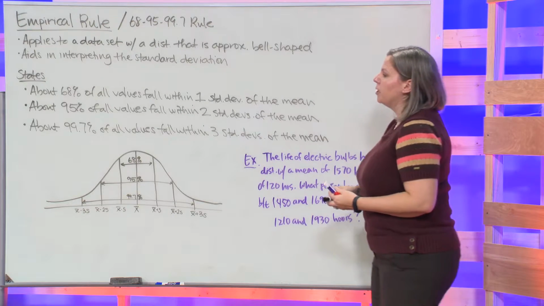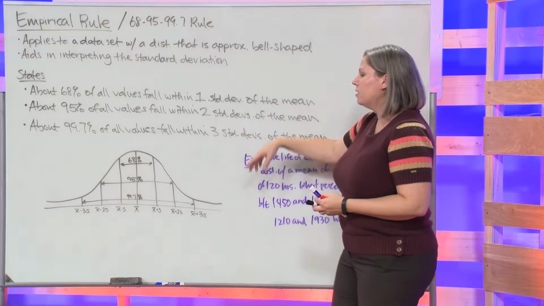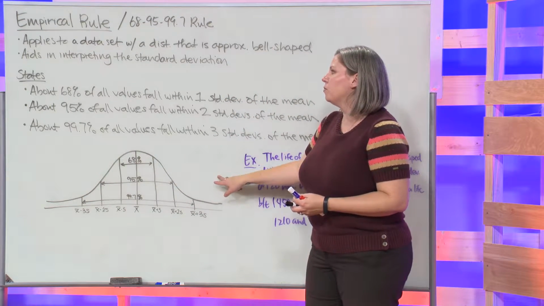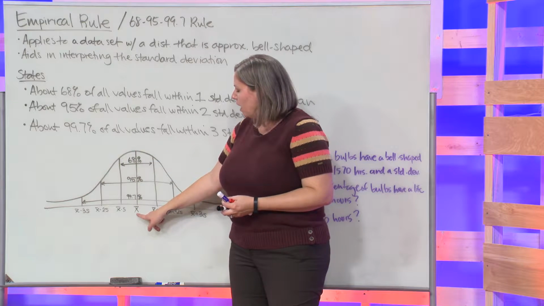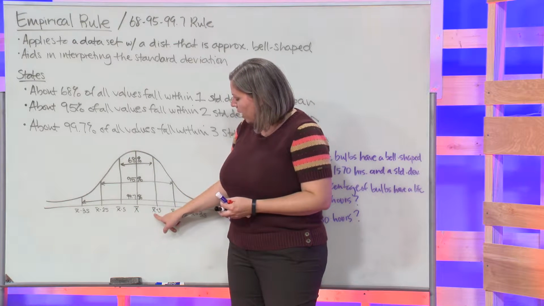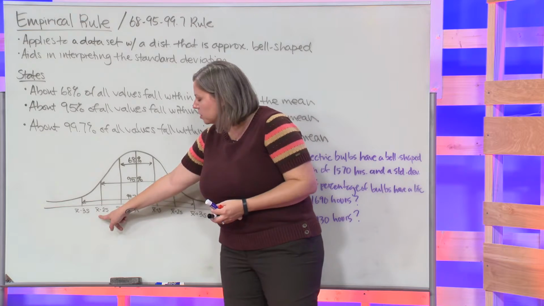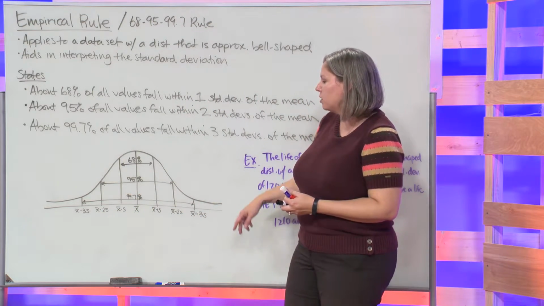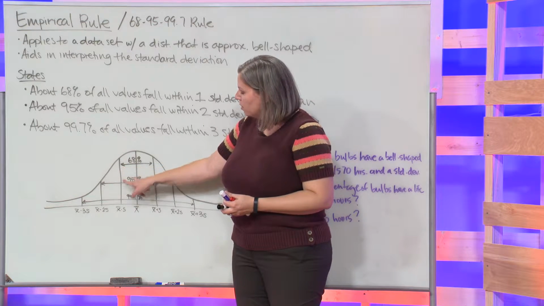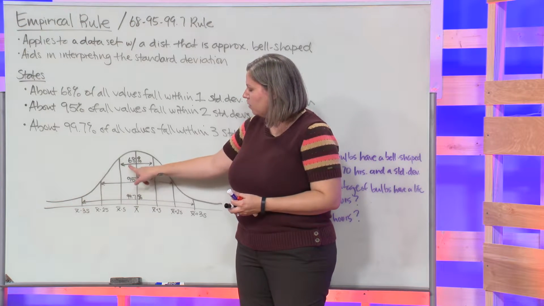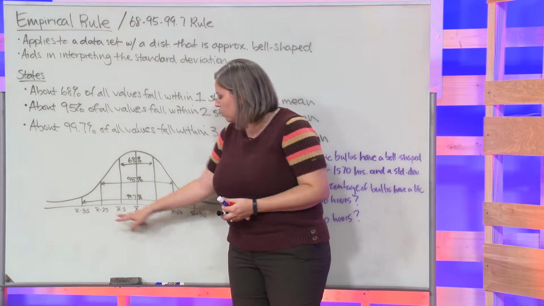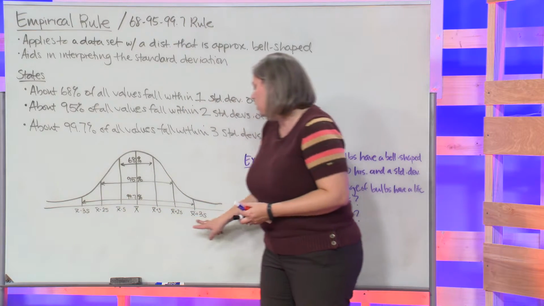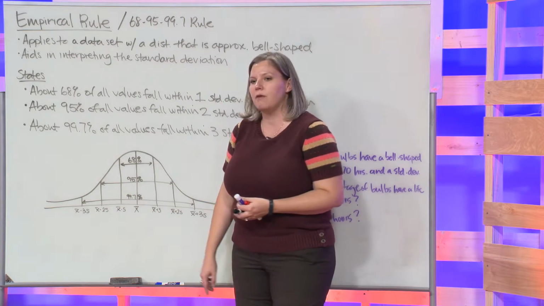So I've drawn a little picture that I think helps illustrate this. If you notice, I have an approximate bell-shaped curve here. Right in the middle, I have my mean, and then I've walked out one standard deviation in both directions, two standard deviations, and then three standard deviations in both directions. And so you can see within one standard deviation on either side of the mean, we have 68%. Within two standard deviations, we have 95%. And again, within three standard deviations, we have 99.7%.